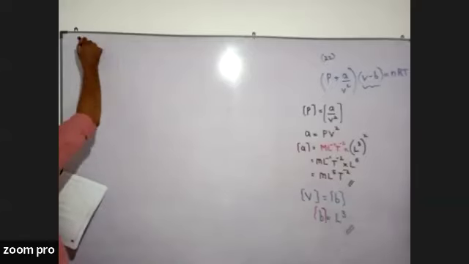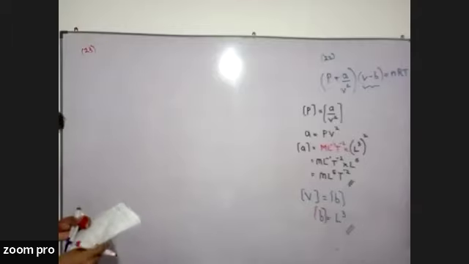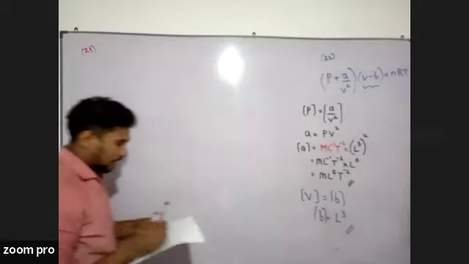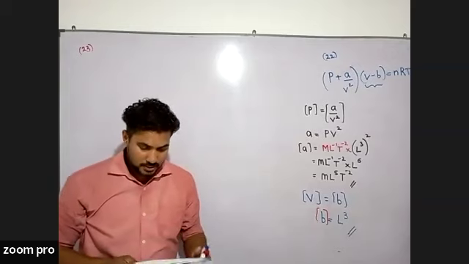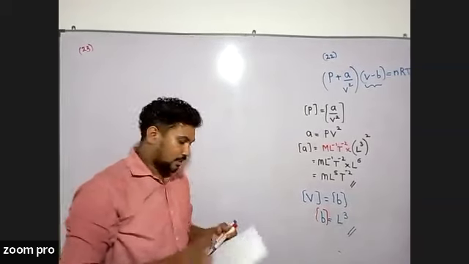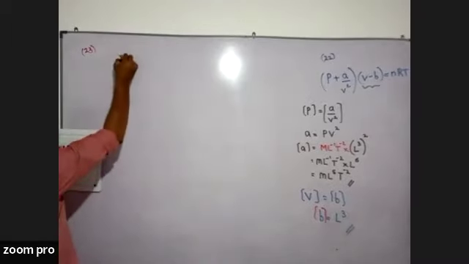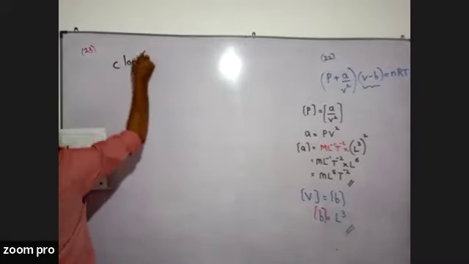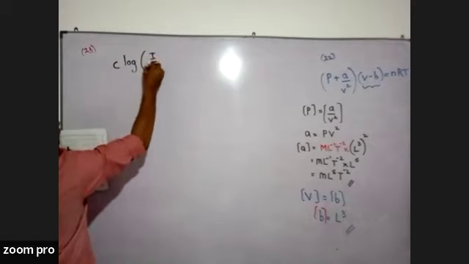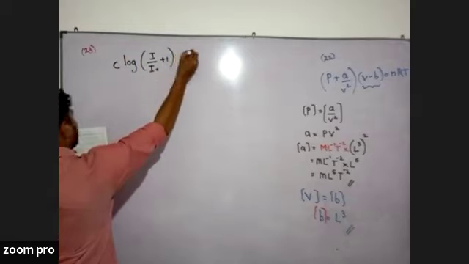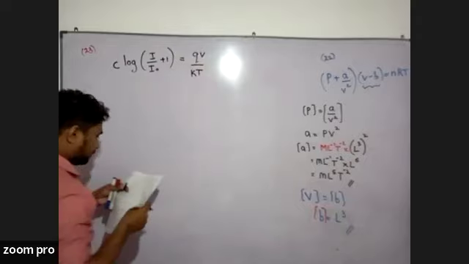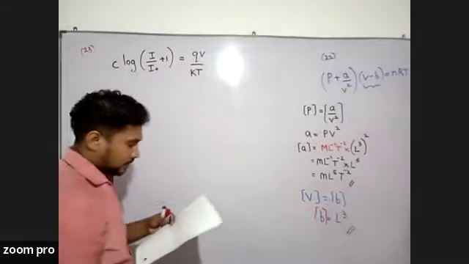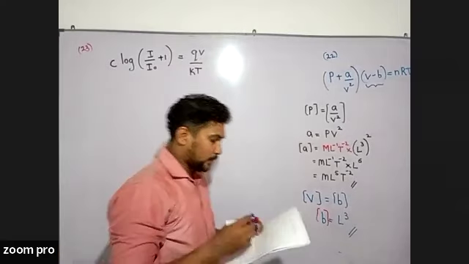So in the 23rd question, in the following statement, I and V denote current and voltage respectively. C is a constant without dimensions. Now they have given an equation that is C log I over I naught plus 1 equal QV over KT. Now we have to find the dimensions of KT over Q, right?